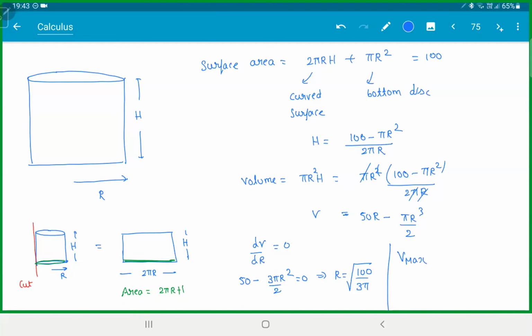So maximum volume will be, the r value you got, take it and put it back in this. That would be 50 into r, 100 by 3 pi, minus pi r cube by 2. 100 by 3 pi will come out and you'll still be stuck with 100 by 3 pi. I'm scribbling now. 100 goes. That is 50 by 3. 50 minus 50 by 3. 100 by 3 root over 100 by 3 pi meter cube. That's your answer.